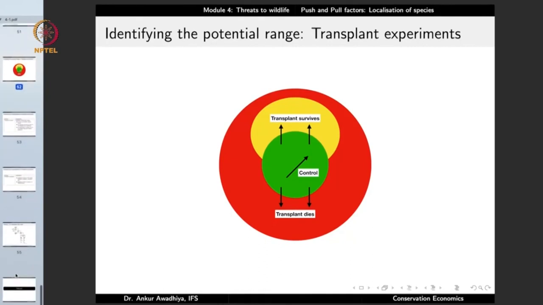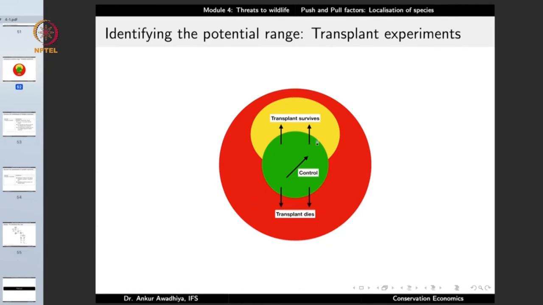Now, we can understand the reasons why an organism is found in a certain region or not through transplantation experiments. In the case of transplantation experiments, what is done is that a group of organisms is transplanted from a site where they are found, that is this green site, to other sites where they are not found, such as this yellow site and the red site.